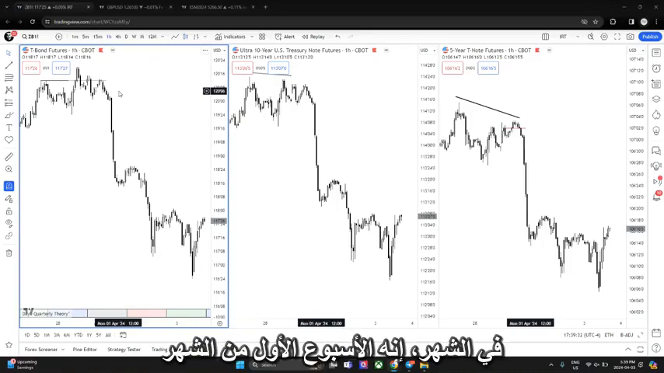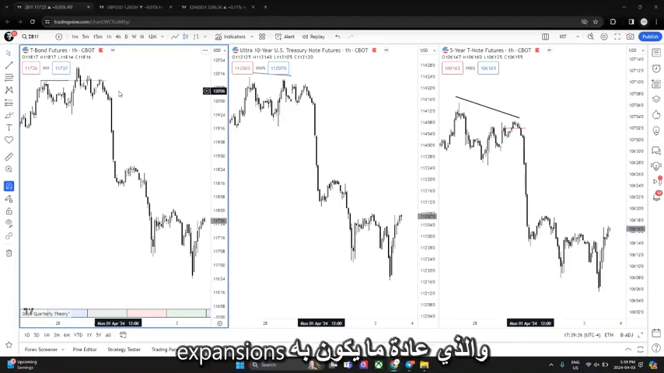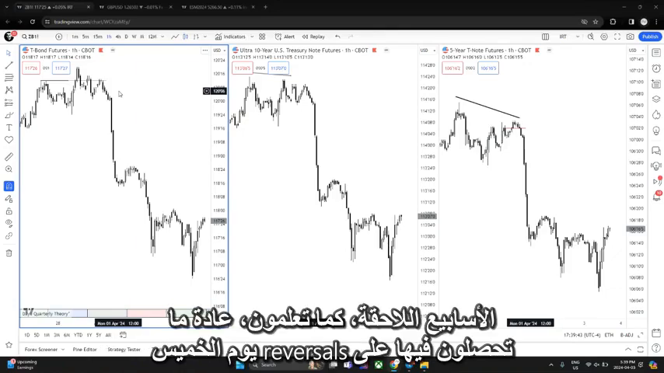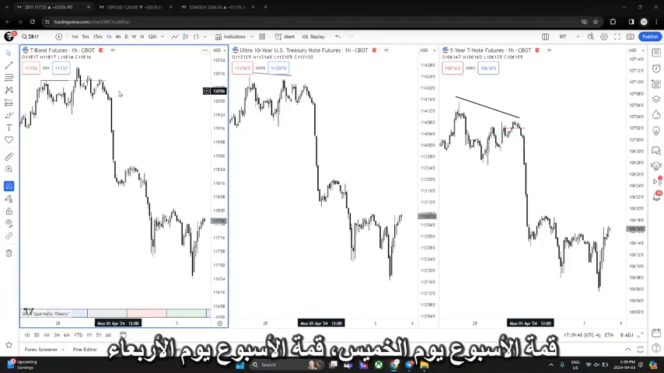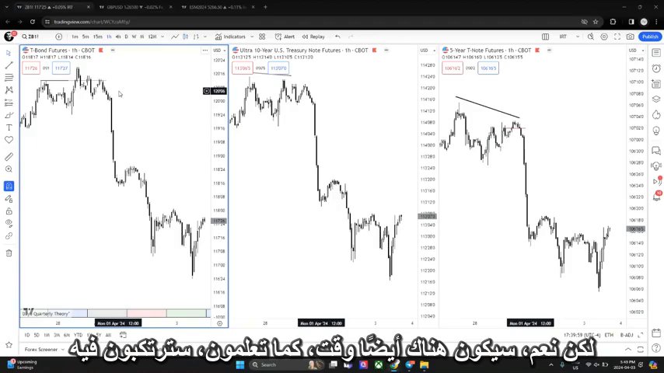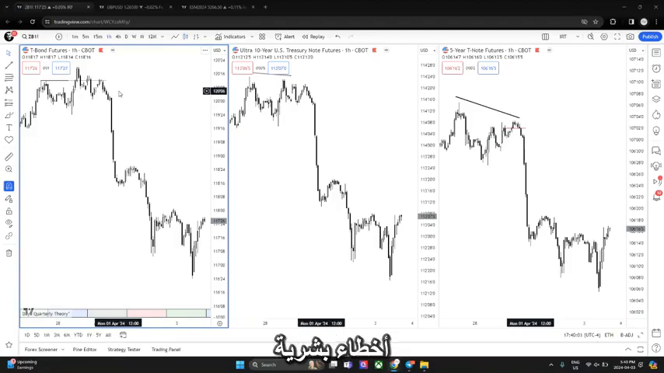It's the first week of the month, which usually has expansions within the first half of the week. The latter weeks, that's when you get your Thursday reversals, Thursday high of the week, Wednesday high of the week, right? Incredible one shot, one kills. That just seems too good to be true, right? But yes, there will also be a time when you will make human errors, because this is actually the market.